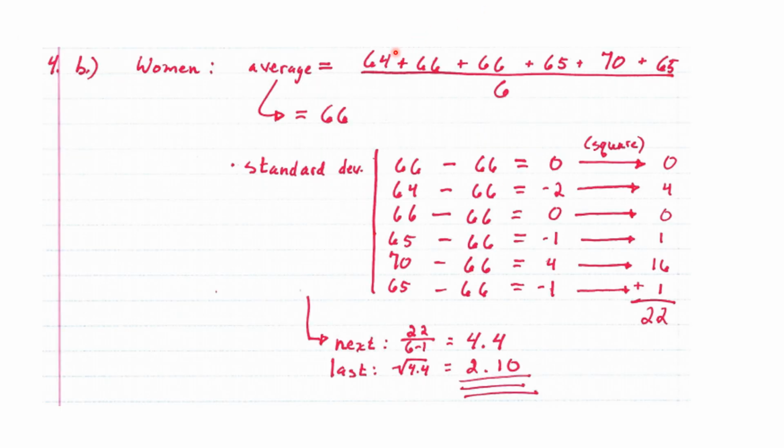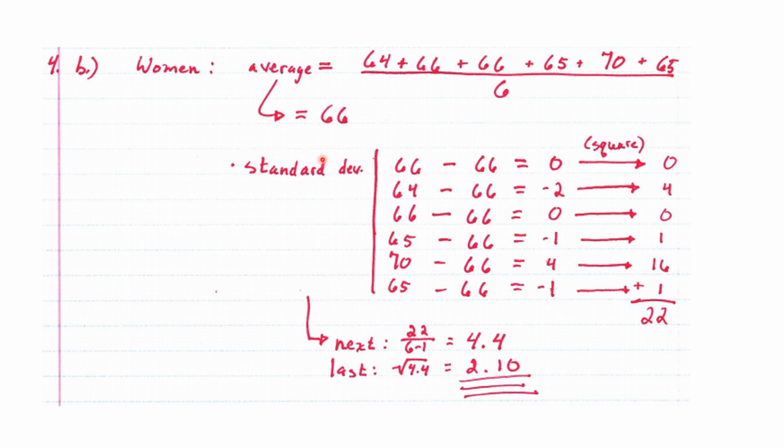Okay, so here's our six women. All right, one has a height of 64 inches, another 66, and so on. To get the average, we just add all those heights up and divide by the total number of heights that we're adding up. So we have 6 heights, so we'll divide that sum by 6 to get an average of 66 inches. All right, so we have our average. Now let's go ahead and calculate the women's standard deviation.